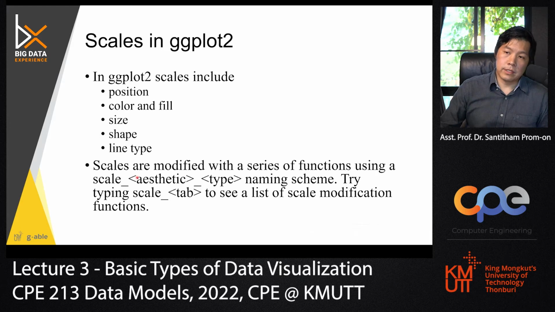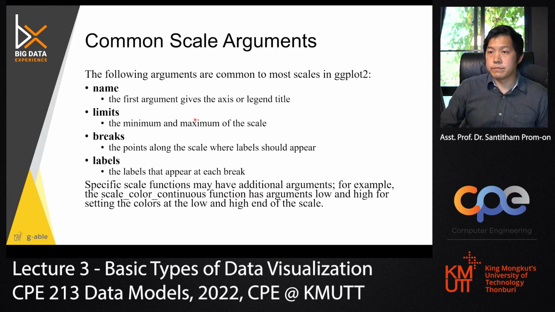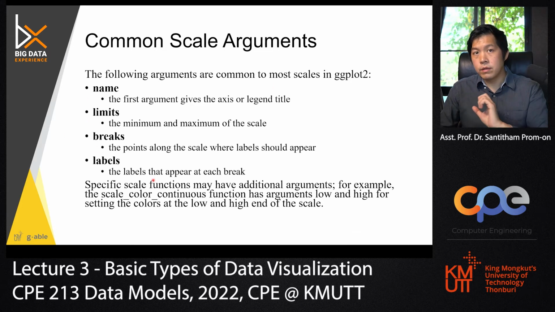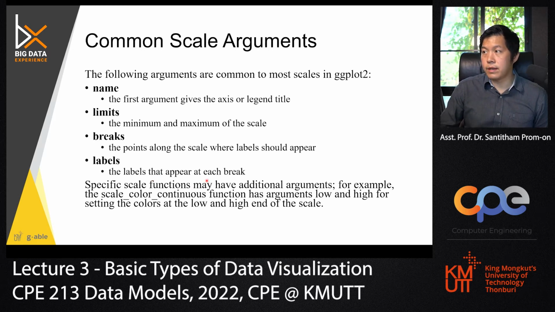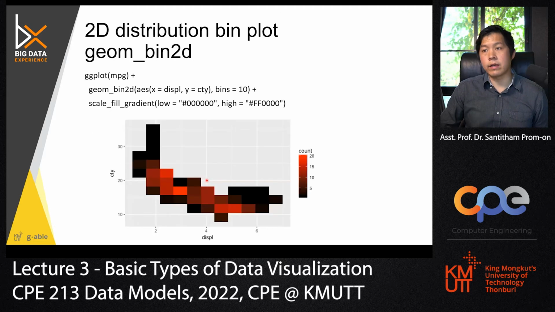Usually we start with scale, then underscore, and type the aesthetic that you want to modify, and then the types. In the scale, you can modify the name, label, and limit. You can modify the title. You can modify the label of data. You can modify the color. Okay, let's see how it works together with a certain function here.